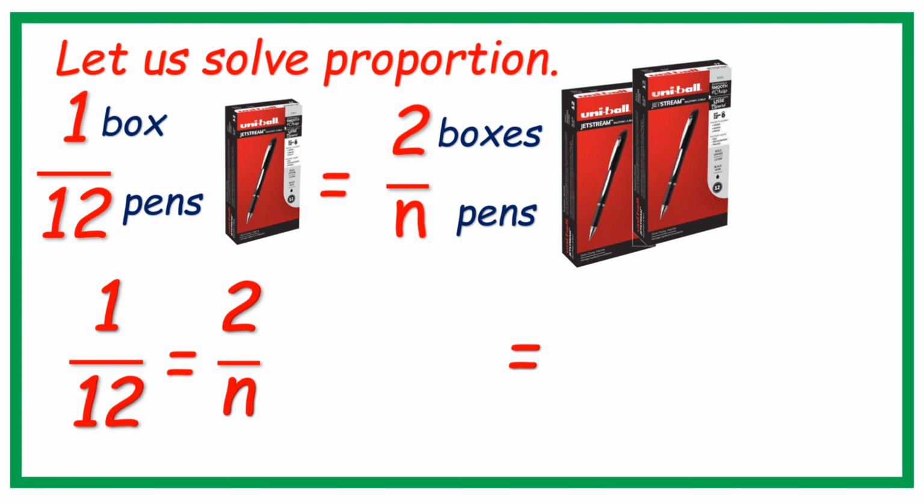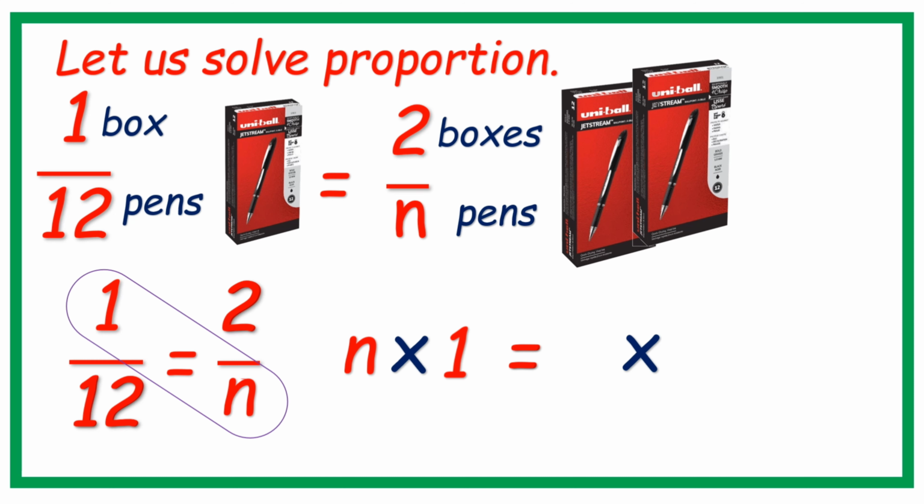Okay, first, write the equal sign there. And the multiplication signs. Then now let's put the cross multiplication guide. n times 1. We multiply it. The other one, 12 times 2. See, if you have a guide, it's a lot easier. Now, we can just simply answer it.